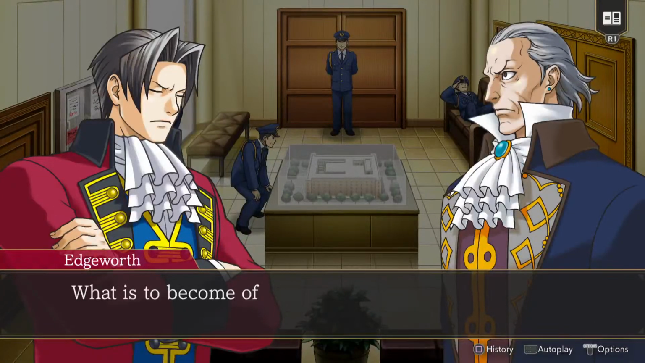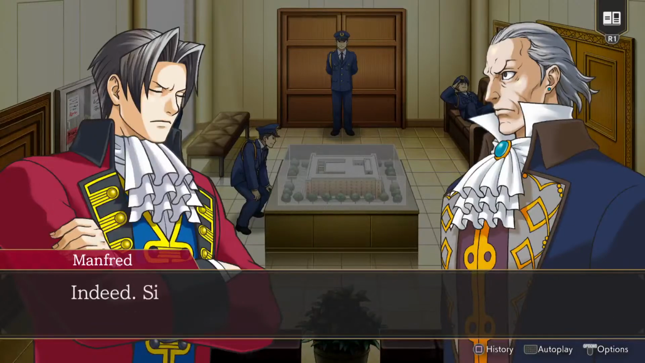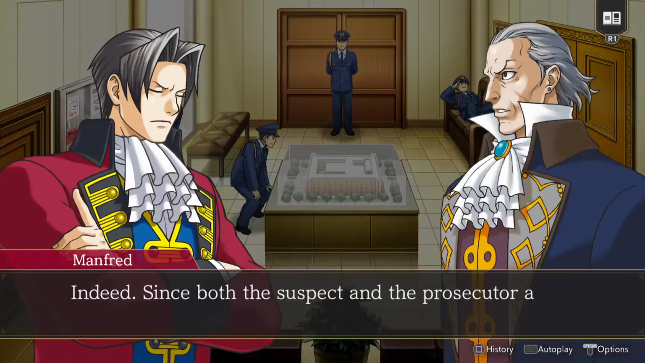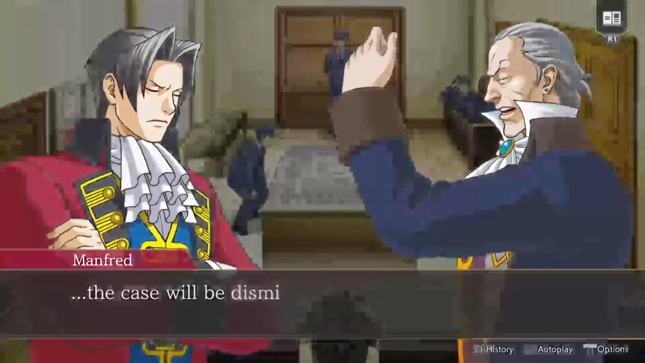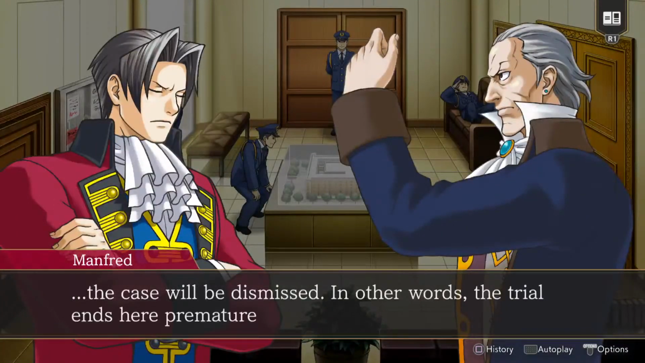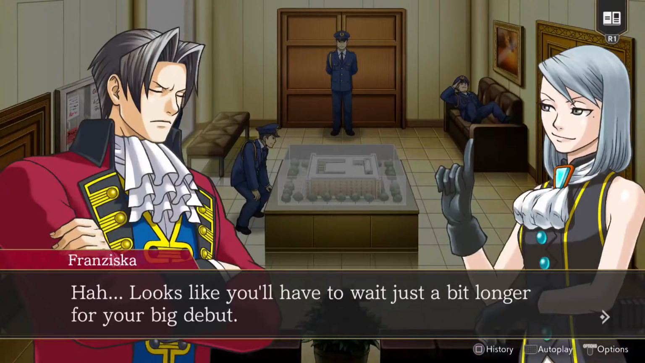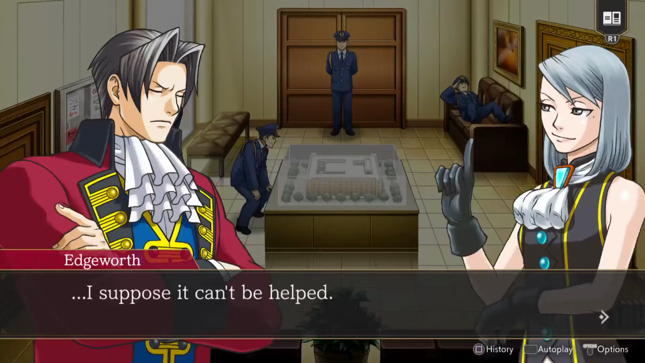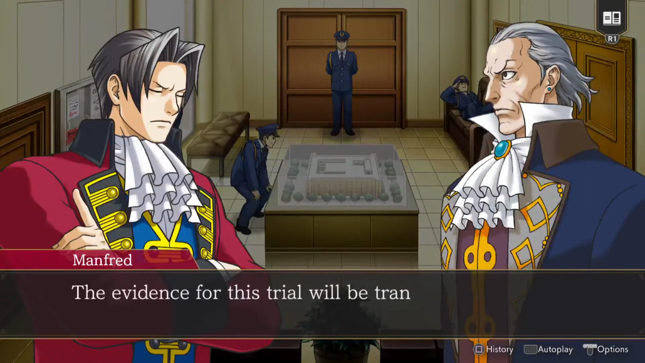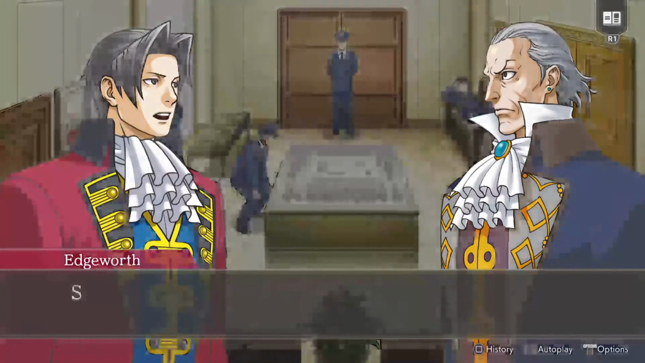Sir, what is to become of the trial into the Cadopian embassy staff member's murder? Indeed, since both the suspect and the prosecutor are now dead, the case will be dismissed. In other words, trial ends here prematurely. Ha! Looks like you'll have to wait just a bit longer for your big debut. I suppose it can't be helped. The evidence for this trial will be transferred to you in a little while.